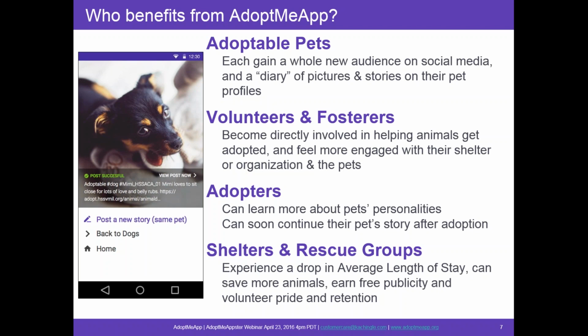And we're actually in the process right now of creating AdoptMeApp, which will be the app that can be given to the adopter if the shelter wishes. And of course, the only thing in it will be the adopted pet. And they'll continue to be able to post and not only keep telling the story of the shelter pet and how great it is, but also drive traffic to the shelter's website. The goal for the shelters and rescue groups is, of course, to reduce average length of stay, save more animals, get more publicity, and improve or increase pride and retention of volunteers and fosters.